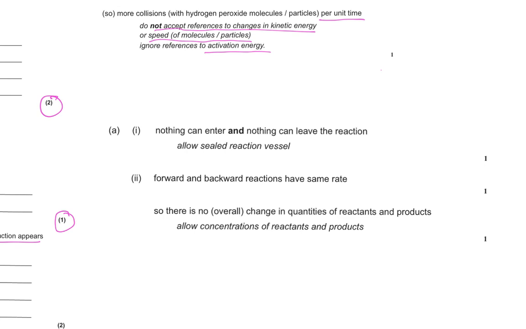Because the forward and backward reactions have the same rate in equilibrium, that means that your A and B are reacting to make C and D at the exact same rate that C and D are making A and B. There's no overall change in the quantities of reactants and products. We could also use the word concentrations there. That makes sense, because the rate at which I convert A and B to C and D is the same as the rate at which I convert C and D back to A and B.